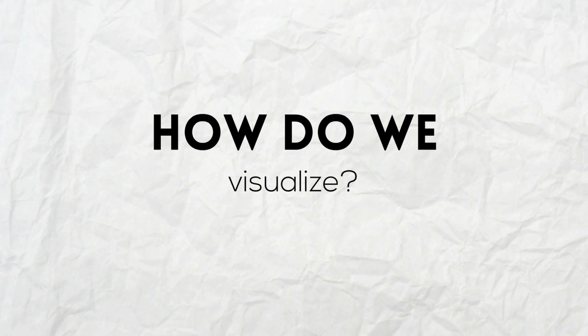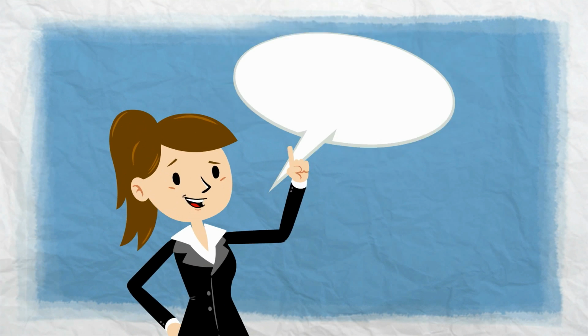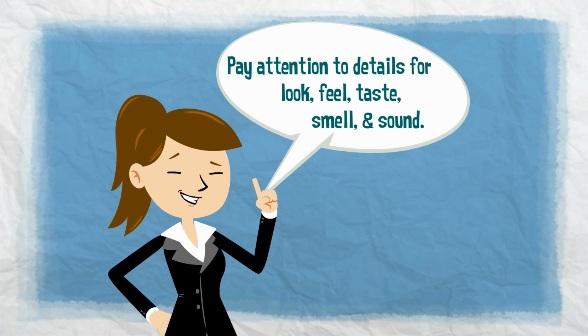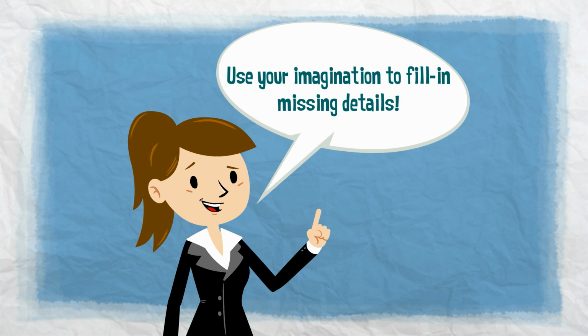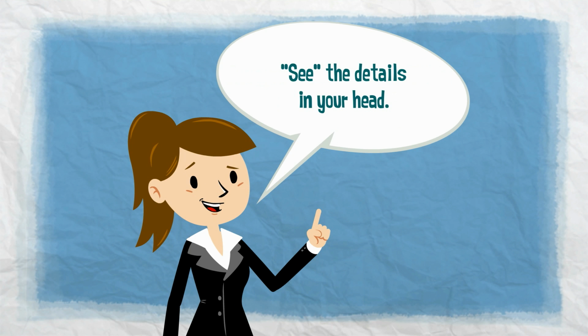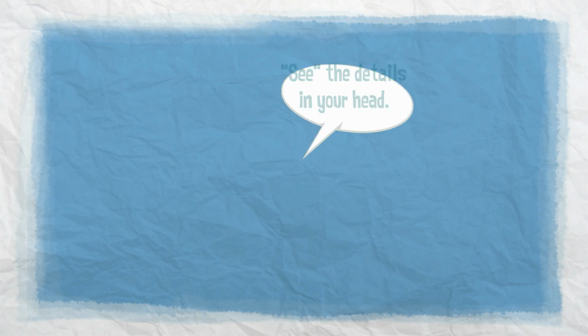How do we visualize? When we read, we need to pay attention to our 5 senses. The author often describes how something looks, feels, tastes, smells, and sounds, but we can also use our imagination to fill in other details too. Basically, we take the details in the text and use them to see in our head what is happening.